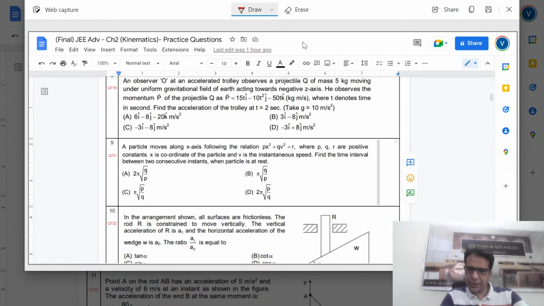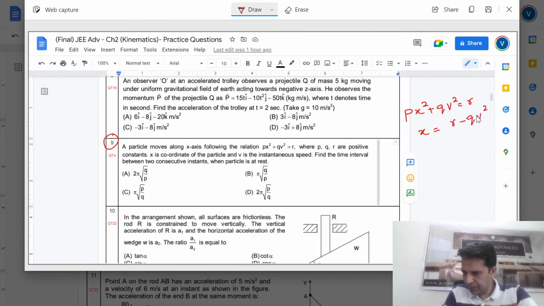So I'm going to solve this question number 9 along with you, beta. It's given that px square plus qv square equals r. Can you tell me the steps, beta? Sir, first we will take out x where v is 0. So we can put v as 0 and we get x equals plus minus root of r by p. Is that right? Plus minus.